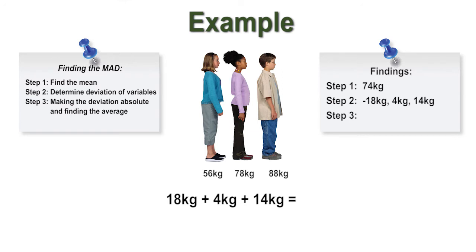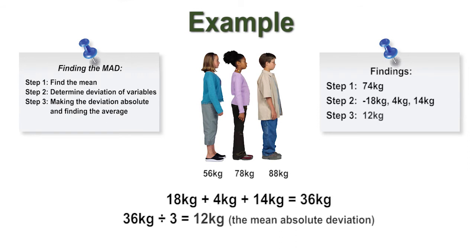Finally, make the deviation absolute by getting rid of the negatives, and then find the mean or average of the deviations. 18 plus 4 plus 14 equals 36. Divide by 3 equals 12. The mean absolute deviation, or MAD, is 12.